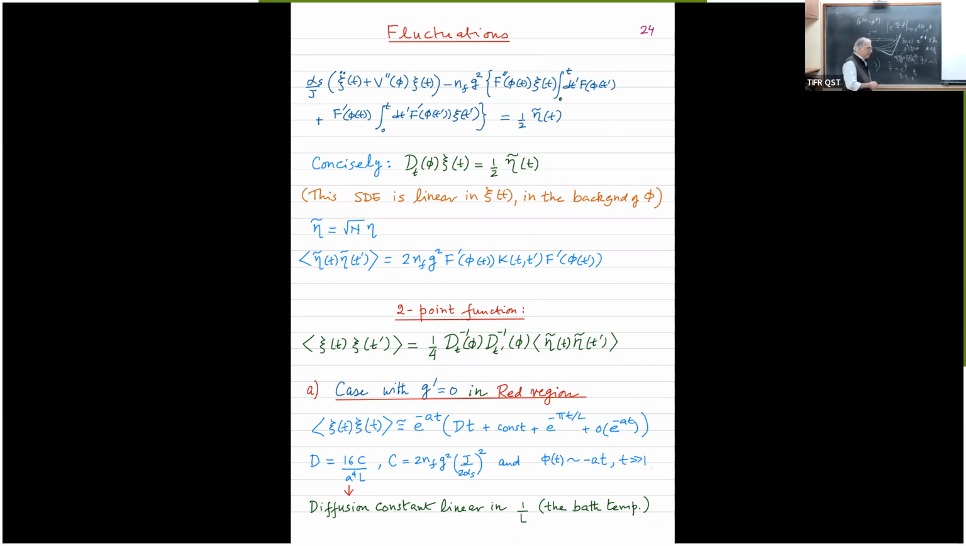Modulated by the potential. Okay, that's there. But this is small time, right? It doesn't continue forever. Oh, exponential, right? Definitely. Yeah, exponential. Okay, thank you. But this is the point actually. The diffusion constant is proportional to temperature.